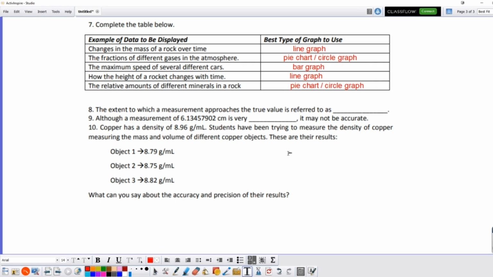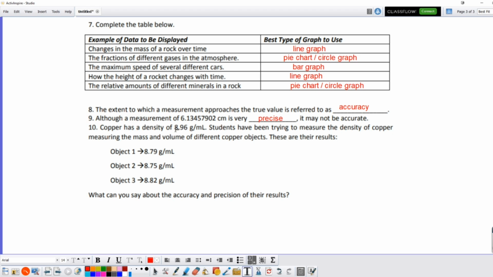Number 8 says the extent to which a measurement approaches the true value is referred to as. To me, that sounds like accuracy or precision. In this case, the correct answer is accuracy. Although a measurement of 6.1345790 centimeters is very blank, it may not be accurate. The answer to that is precision, or precise. It's a very precise answer, but it might not be accurate.